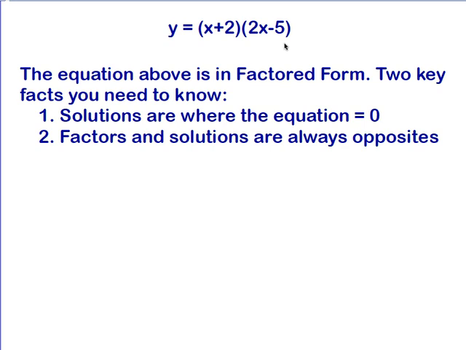Okay, and two things that you need to know. Solutions for a quadratic, which is what this is, are where the equation is equal to 0. On a graph, it's where it touches the x-axis, and that's where it's equal to 0. And factors and solutions are always opposite of each other. So if I have a factor at, let's say, x minus 3, then my solution would be x equals 3. They're always going to be opposite of each other.